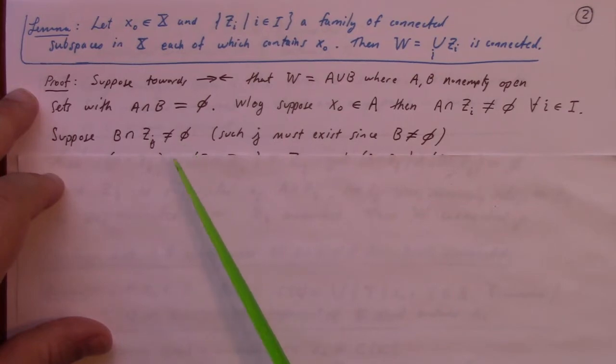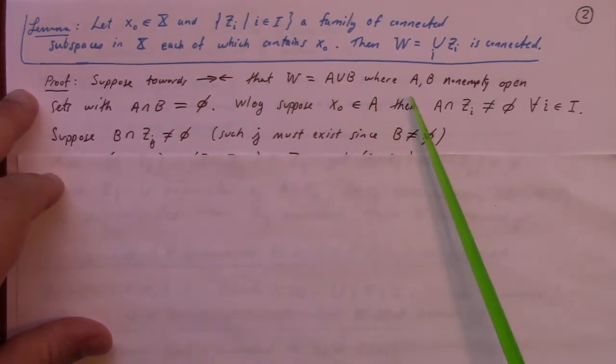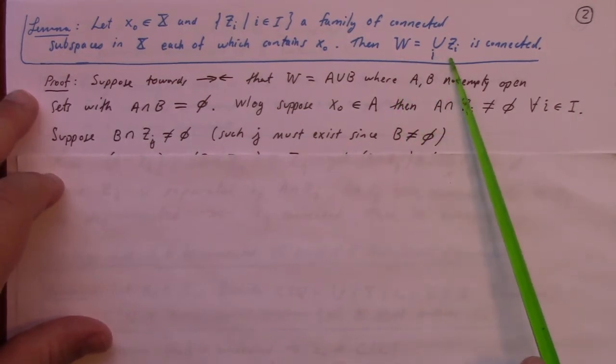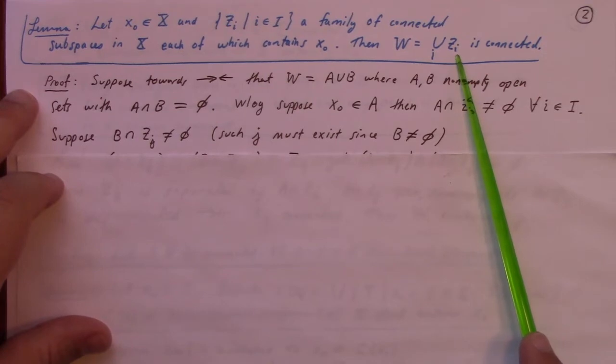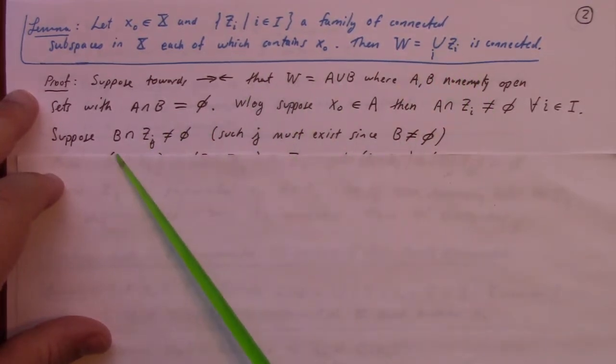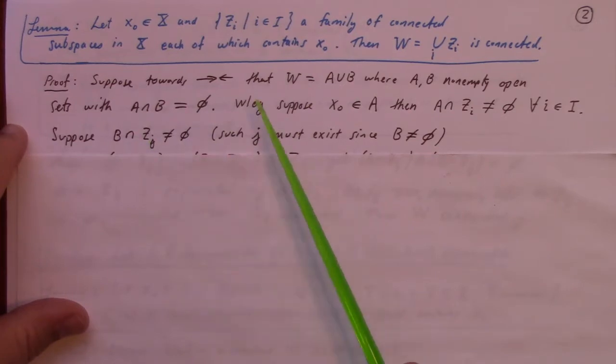Such a j must exist since B is non-empty, where we assumed A and B are non-empty, and W is formed by the union of the Zi's. So there has to be some j in the index set which gives a non-empty intersection with B. Otherwise, B would be empty, contradicting that B is non-empty.